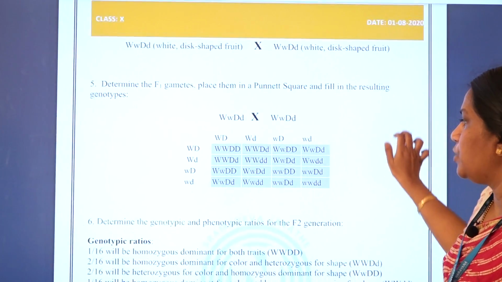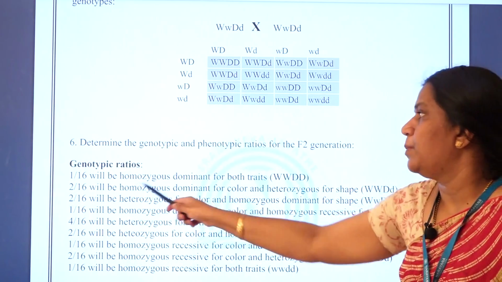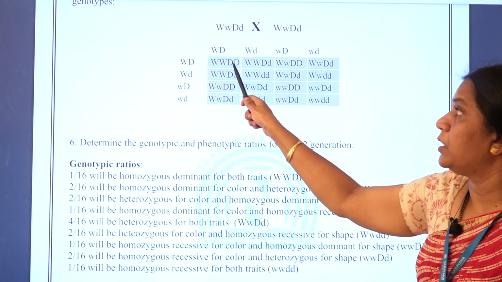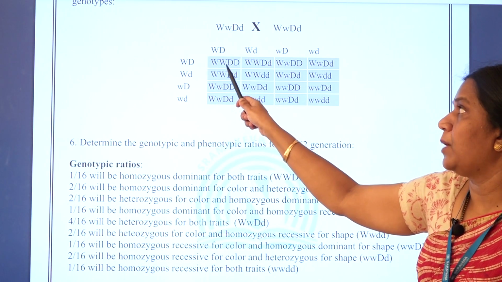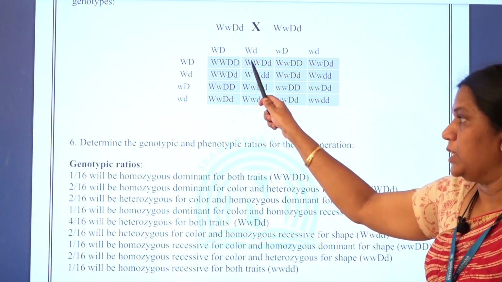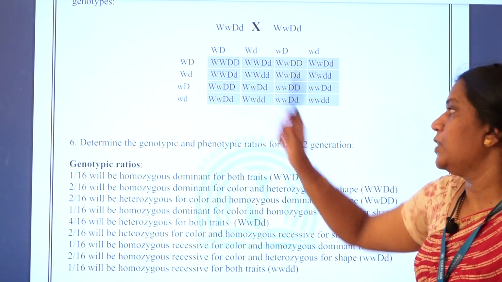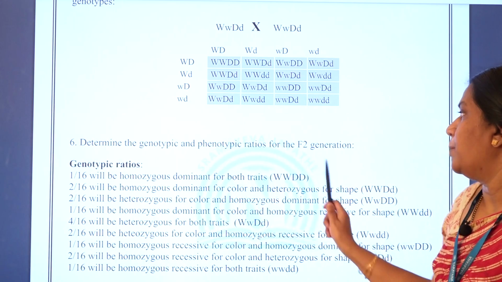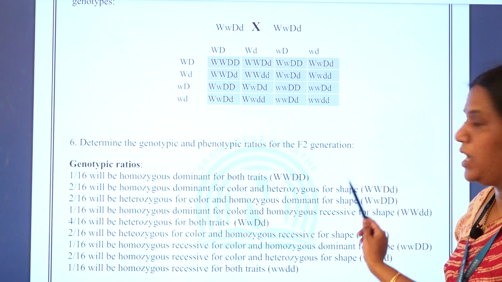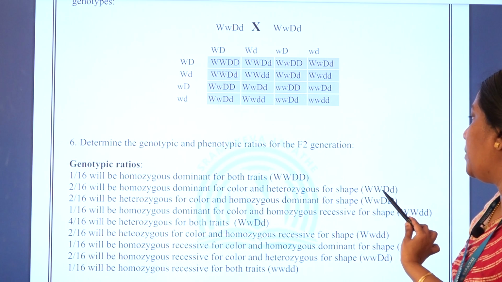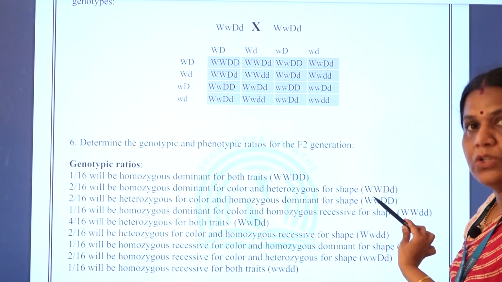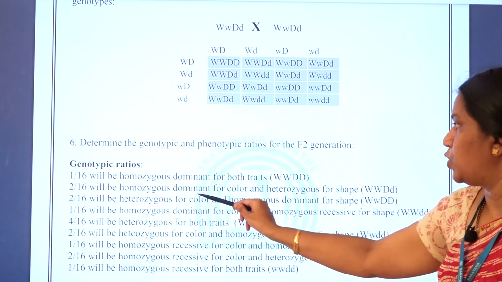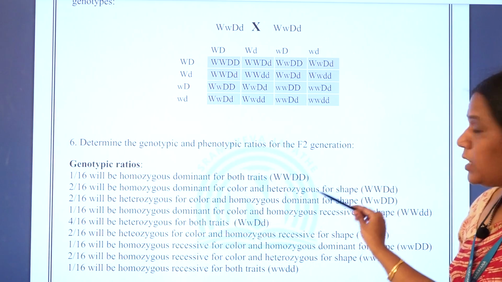The genotypic ratio: 1/16 will be homozygous dominant for both traits, capital W capital W, capital D capital D. Out of 16, one is homozygous dominant. 2/16 will be homozygous dominant for color and heterozygous for shape. Here one capital W, capital D is there, so this is also white and disc-shaped.